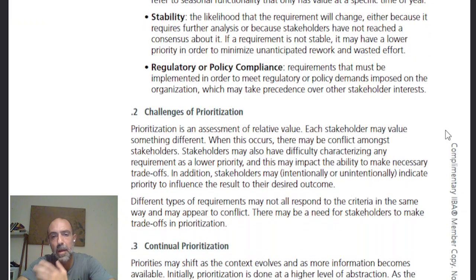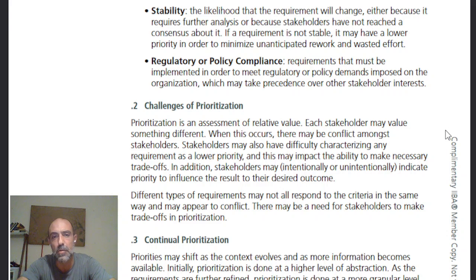Regulatory or policy compliance: requirements that must be implemented in order to meet regulatory or policy demands imposed on the organization, which may take precedence over the stakeholders' interests. So remember, regulatory or policy compliance. Regulatory is more government and policy is more internal. So some requirements are either culturally not acceptable, or from a regulations perspective, we don't want you to conduct business this way.